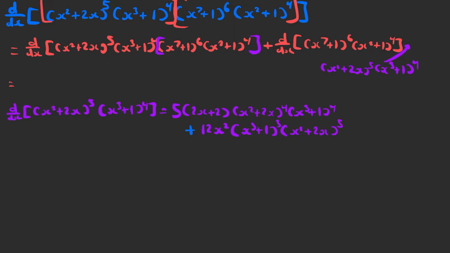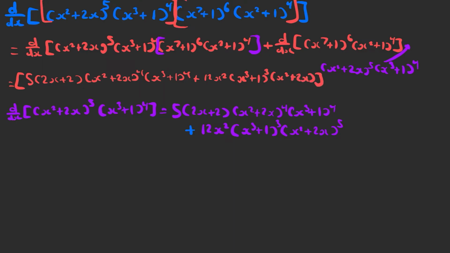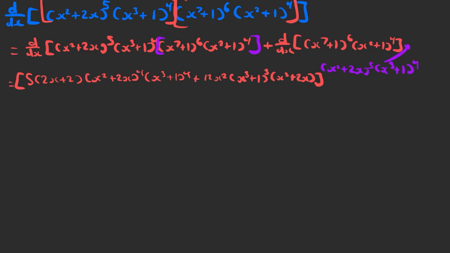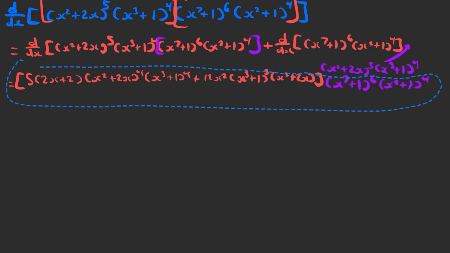So this will be equal to 5 times (2x plus 2) times (x squared plus 2x) to the power of 4 times (x cubed plus 1) to the power of 4, plus 12x squared times (x cubed plus 1) to the power of 3 times (x squared plus 2x). Wow, okay. So that's our derivative. This will be multiplied by this bracket over here, which is (x to the power of 7 plus 1) to the power of 6 times (x squared plus 1) to the power of 4. Okay, so that's half of the question done. The other half left to go.